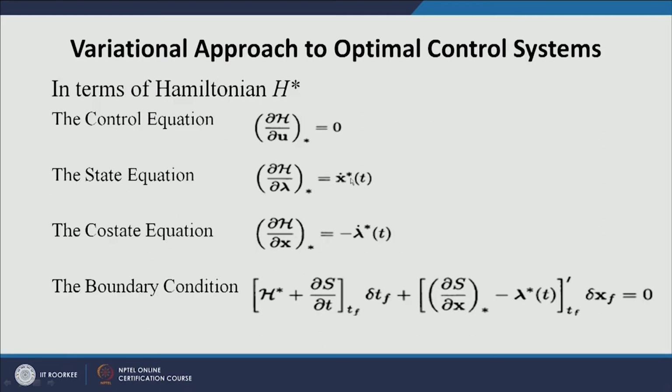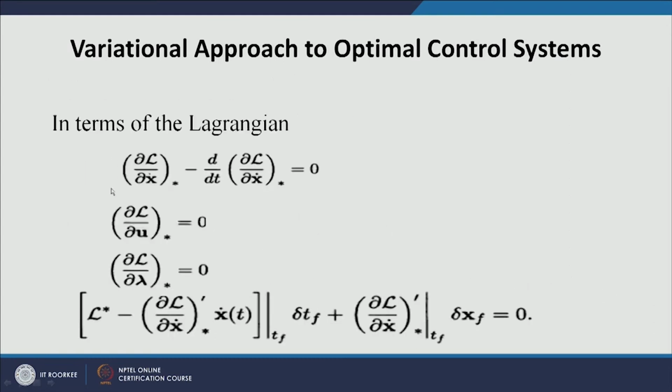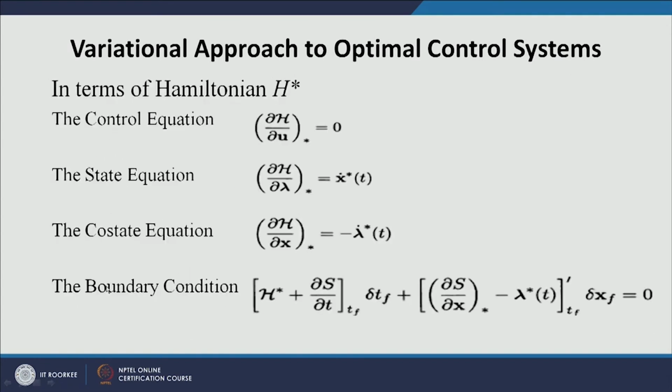So, in terms of the Hamiltonian, my equations are ∂H/∂u equal to 0, ∂H/∂λ equal to ẋ, which is called my state equation, ∂H/∂x equal to minus λ̇, called my co-state equation, and the boundary condition given by H plus ∂S/∂t δt_f plus ∂S/∂x minus λ(t) δx_f equal to 0. So, the 4 equations in Lagrangian given here can be transformed in terms of the Hamiltonian as these 4 equations.